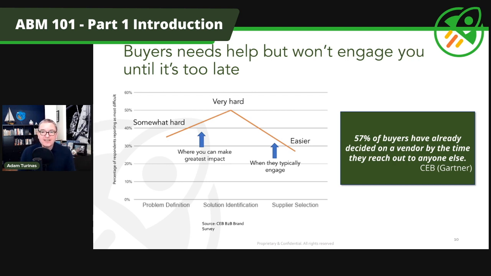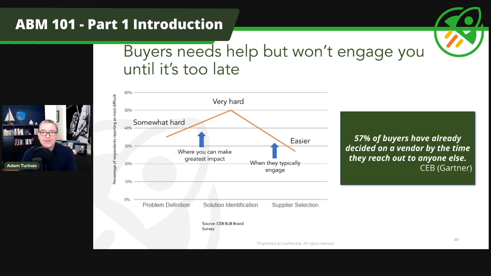Now, the interesting thing to me is that when you ask them how hard is each step, the step of defining the problem is somewhat hard. The hardest point, and frankly, where they need the most help and the most information, is actually figuring out what solutions they should be considering. And this is where I feel as a B2B marketer is where we can make the greatest impact.